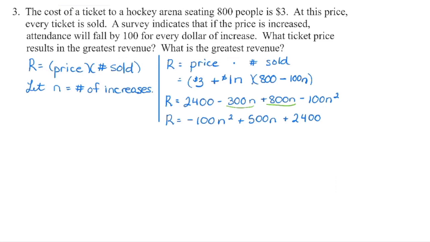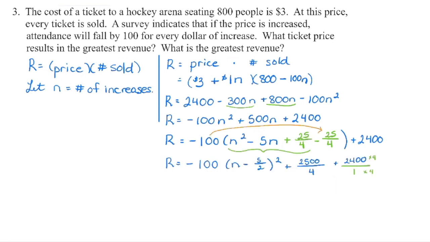So I'm going to factor this A value out of the first two terms. So 500 divided by negative 100 leaves me with this negative 5n. Half of that, so we have negative 5 divided by 2 squared. So that's going to become a positive. 5 squared is 25, and divided by 2, that's going to give us a 4 in the denominator.